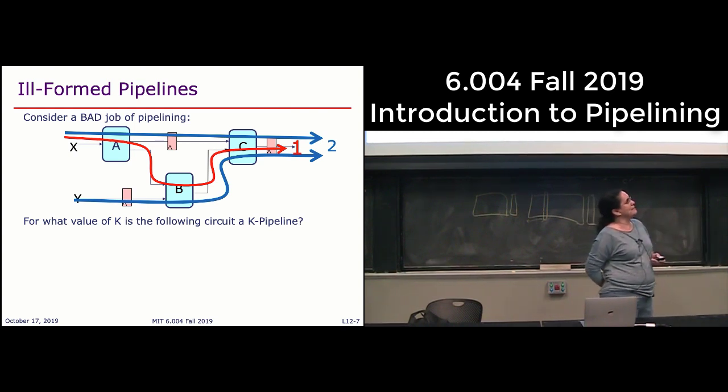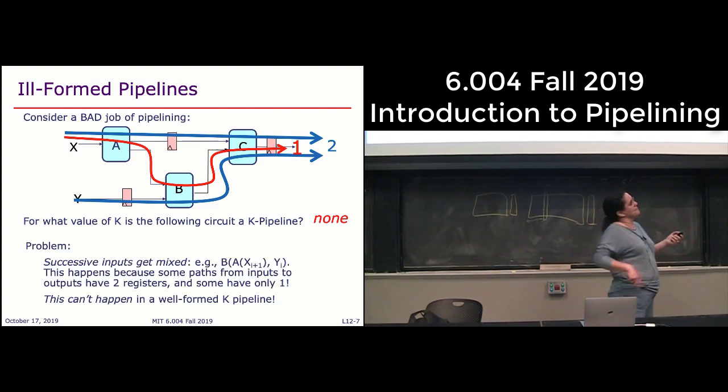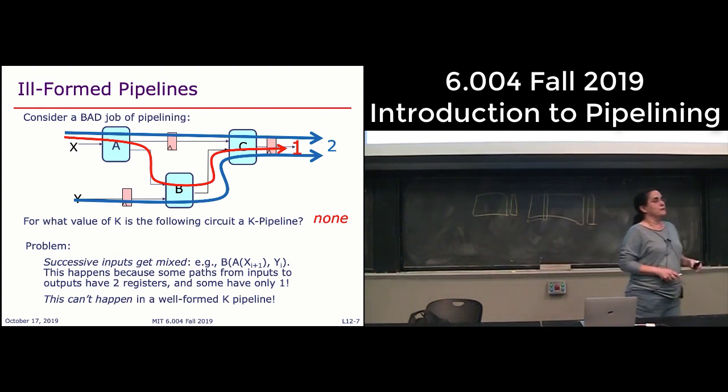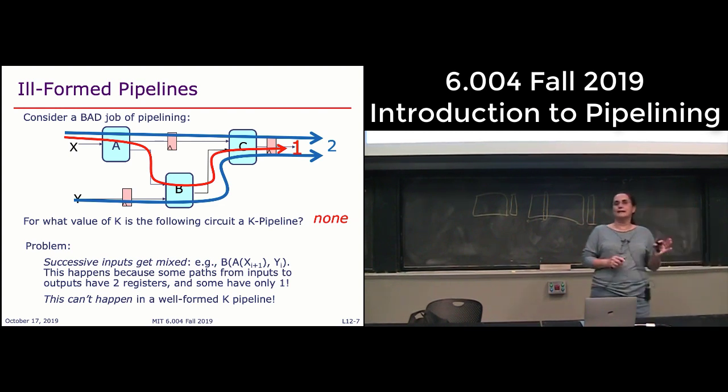What is it going to do if I try to pipeline my circuit like this? You're going to end up mixing inputs that don't have to do with each other. So basically, when Y sub I comes to the input of B, X is already going to be on input I plus 1, okay? And so you're going to be mixing up your computations and not producing the right thing. So in order to ensure that your pipeline circuit works, you need to make sure that you have exactly the same number of registers on every single input-to-output path.